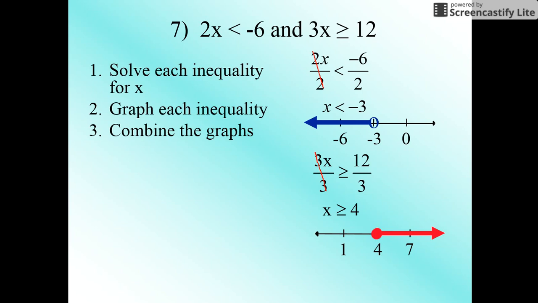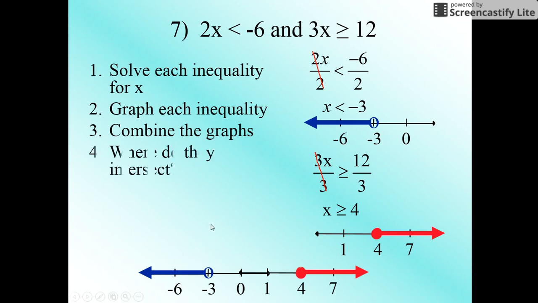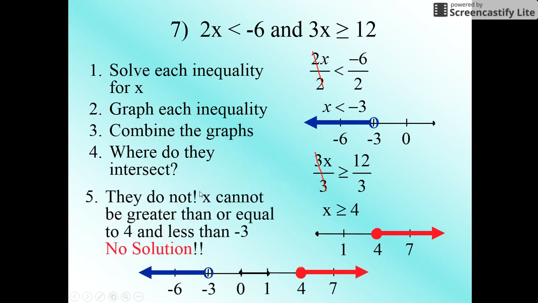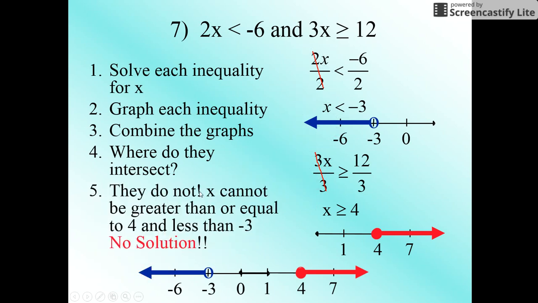Combine the graphs. We're going to take the graph of the first inequality and the second inequality, because it is an and statement, and combine them. You're looking at the graphs where this open circle is at negative 3, the closed circle is at 4, and they both go in opposite directions. Where do they intersect? Because we are looking at an and statement, it's important to figure out where they intersect.